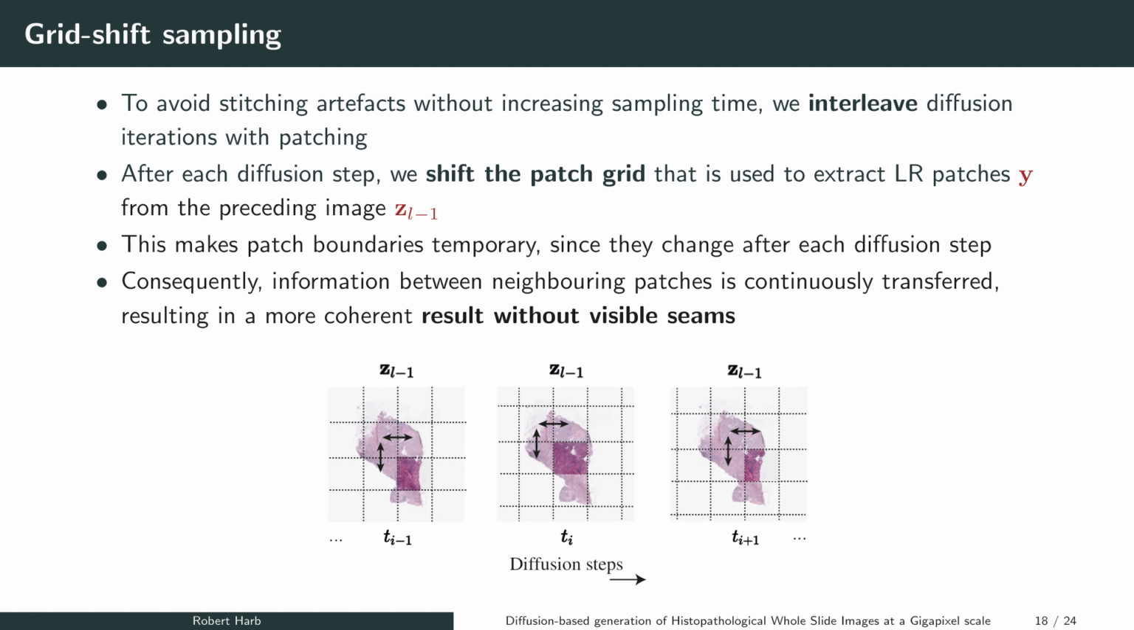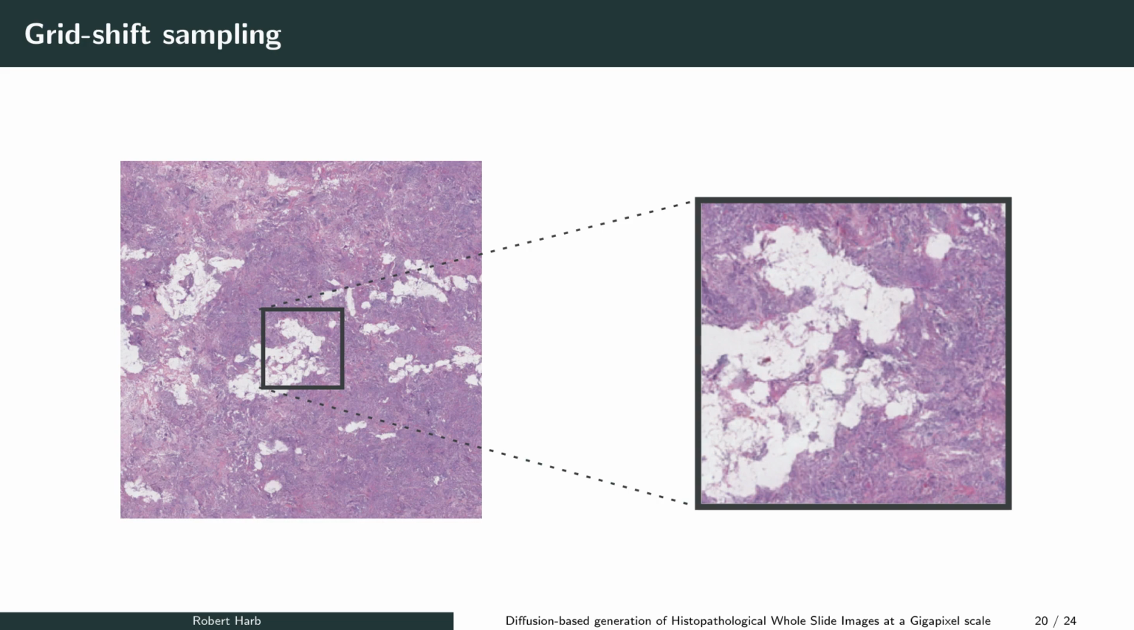We interleave diffusion iterations with patching. After each diffusion step, we shift the patch grid that is used to extract lower resolution patches from the preceding image. This makes patch boundaries temporary, since they change after each diffusion step. Consequently, information between neighboring patches is continuously transferred, resulting in a more coherent result without visible seams.